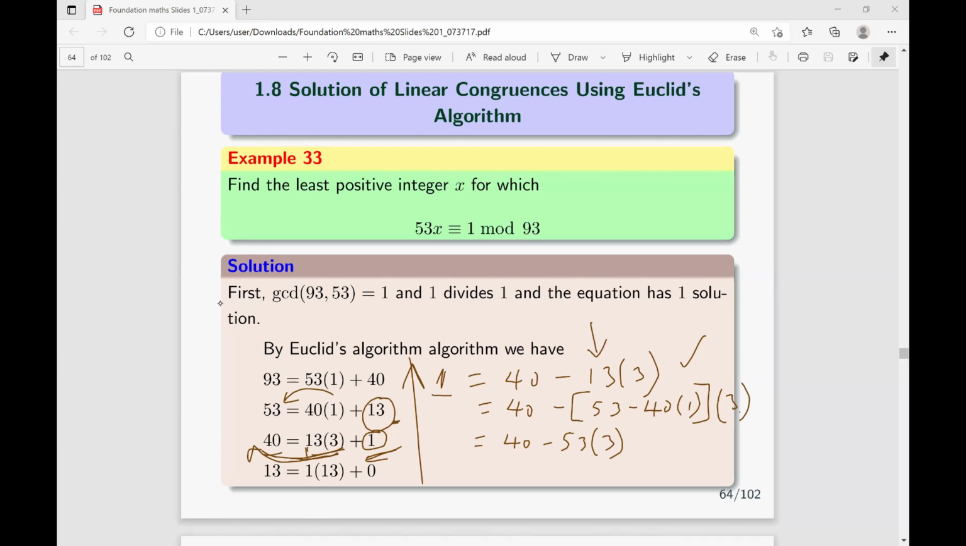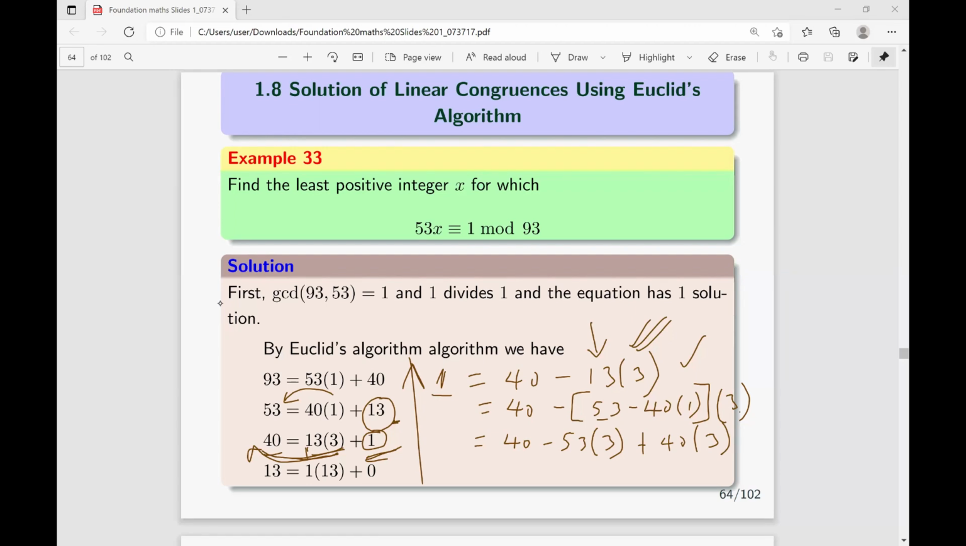So 13, I substitute by its equivalent, which is 53 minus 40 multiplied by 1, then 3. Now, to open this bracket, I have to multiply by whatever is outside the bracket. What is outside the bracket is negative 3, so 53 times negative 3, and then negative 40 times negative 3 gives you plus 40 times 3. Is that okay? Because minus times minus is positive.